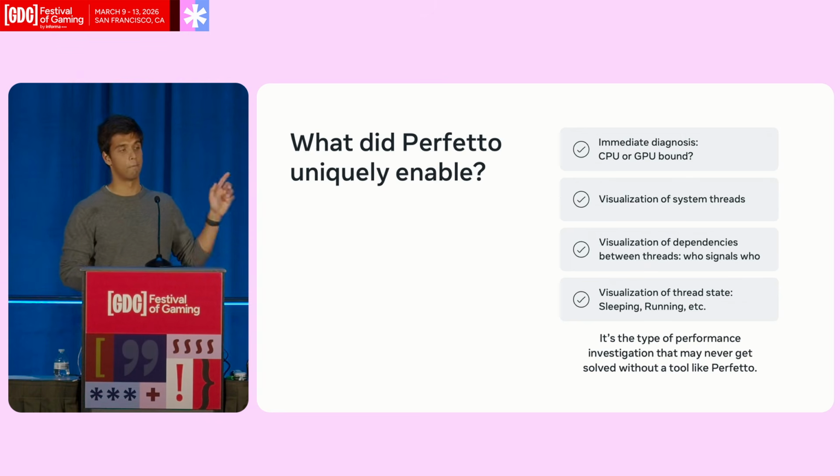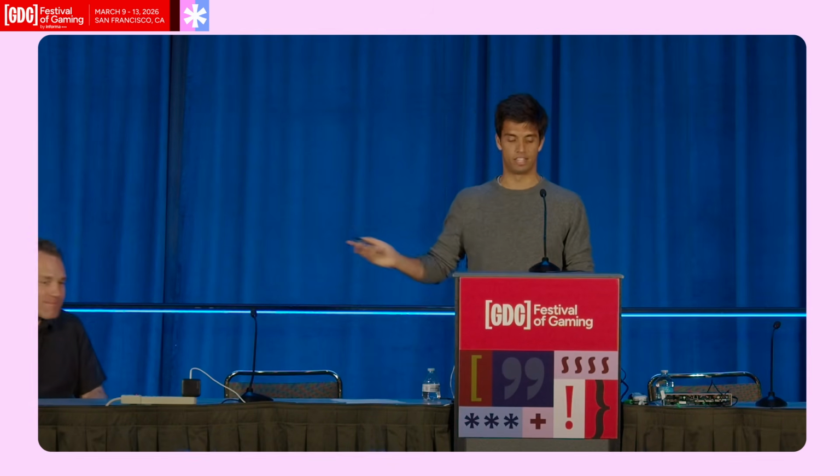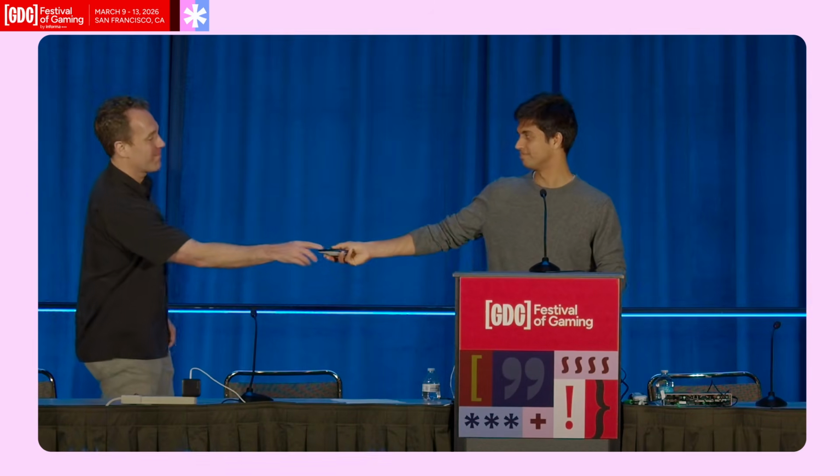It allowed us to see the dependencies between threads. We didn't just see that the main thread was sleeping. We saw that it was directly waiting on one thread to signal it again. And finally, we were able to see the thread state: this thread is running at a given time, that thread is sleeping. And obviously, when it's sleeping for too long, alarm bells would go off. So it's that type of performance investigation that we think might not get solved without a tool like Perfetto. So with that wraps up this case study part of our discussion. Now I'm going to hand it back to David to cover a lot of broad other tools.